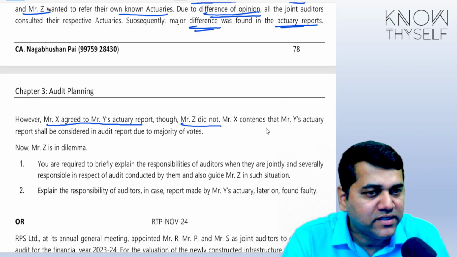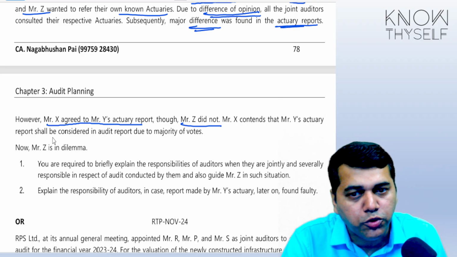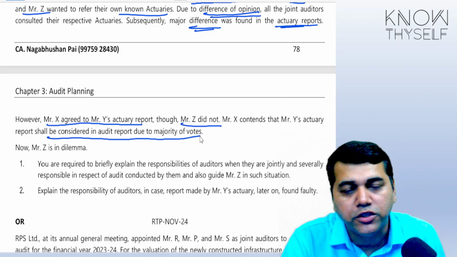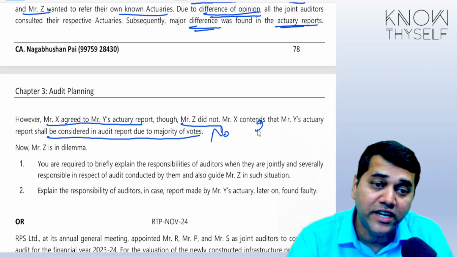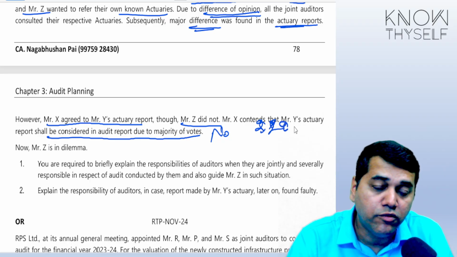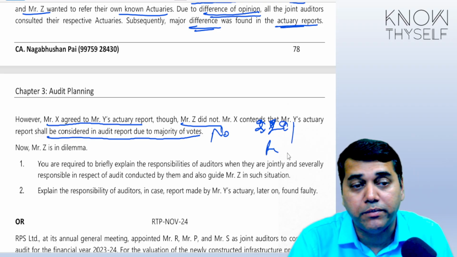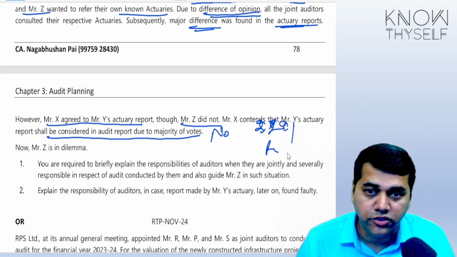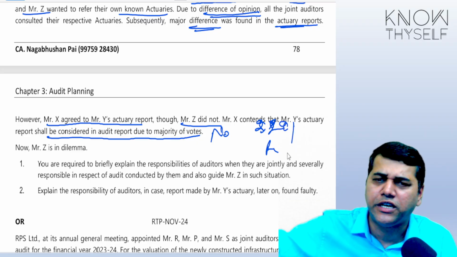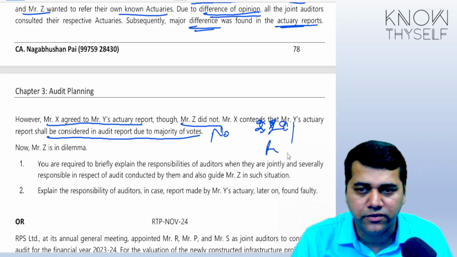Now Mr. X contends that Y's actuary report shall be considered in the audit report due to majority of the votes. Is this correct? Answer is no. For this you have to write SA 299, last requirement, reporting requirement. That means if somebody is not going to agree with the other auditor's opinion in a joint audit, they have to issue a separate report, they have to give cross reference, all those things.